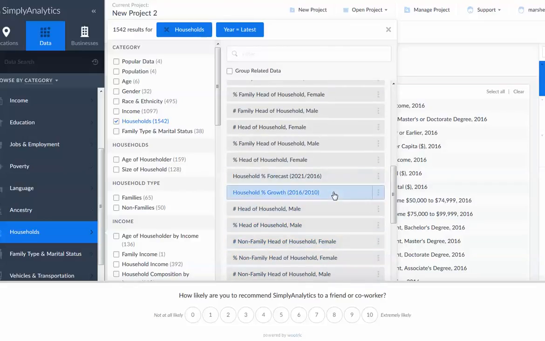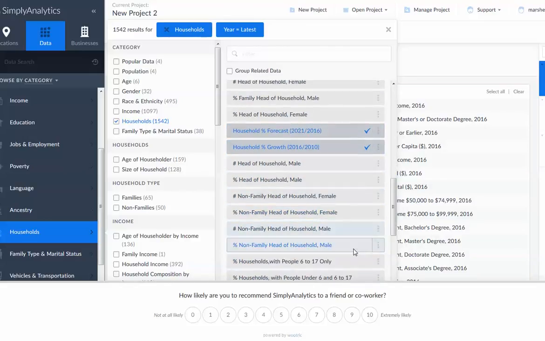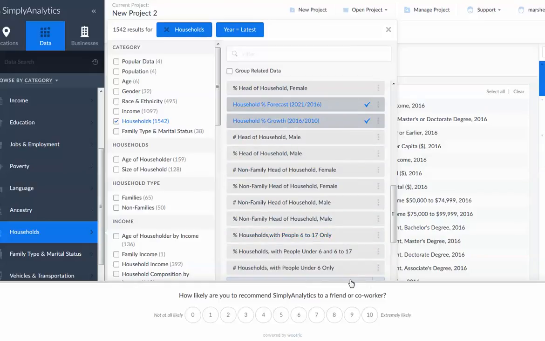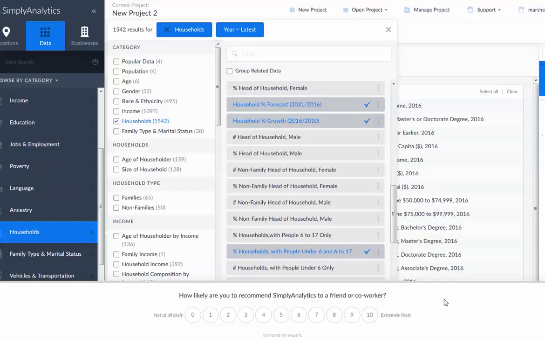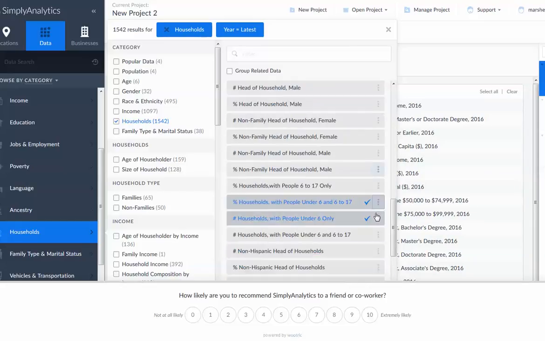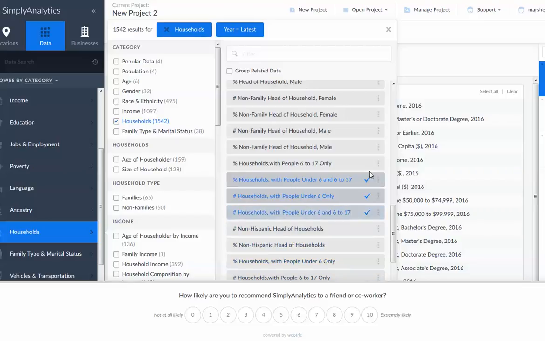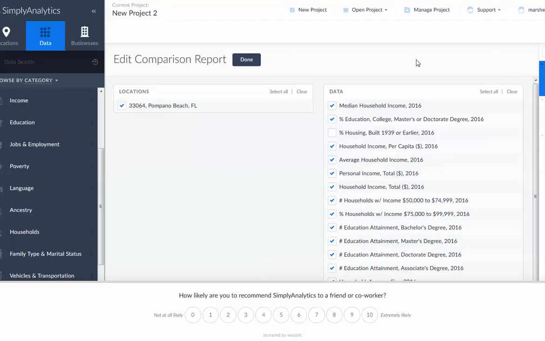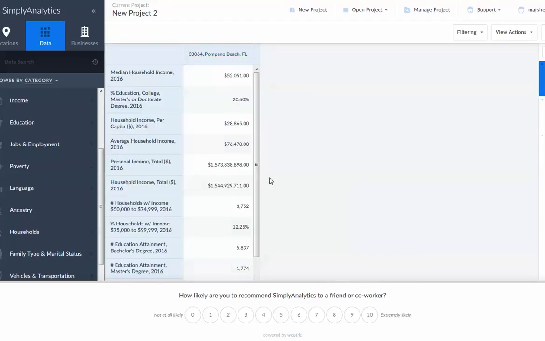And the household growth between both the forecast and the previous growth, and the number of households with people under 6 and 6 to 17, or the percentage of households. Let's see. And the number of households with under, okay, there we go. That's what I was looking for, the number of households. All right, so this is a lot of information, but let's see what we get when we take a look at it. We go, done.